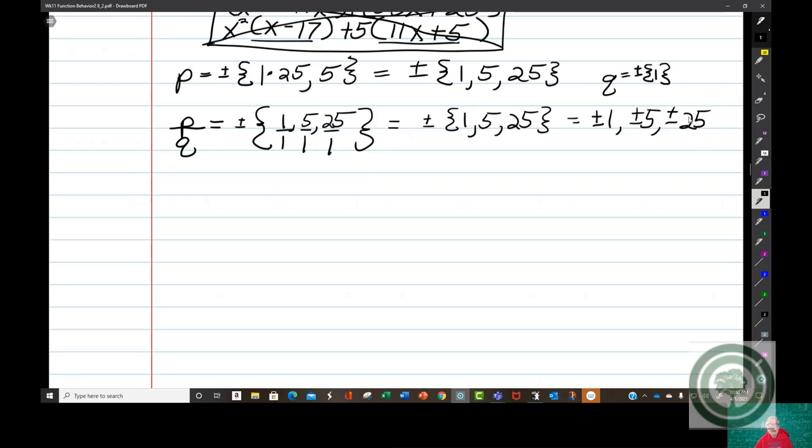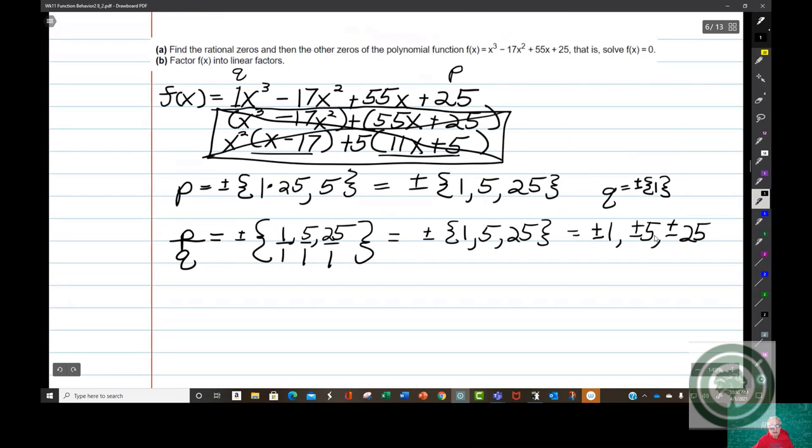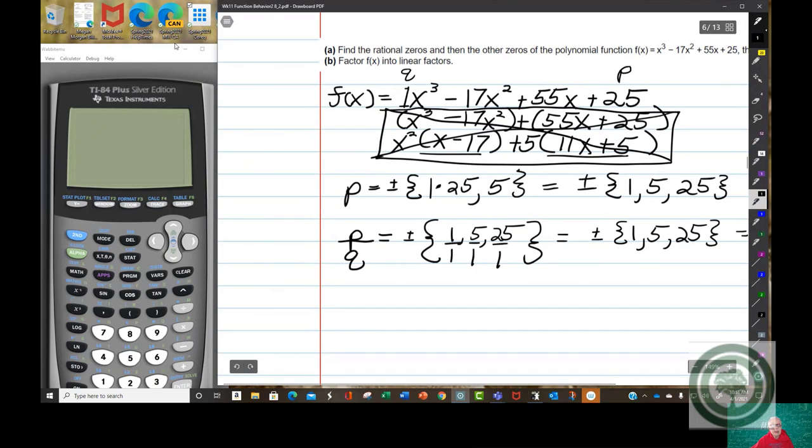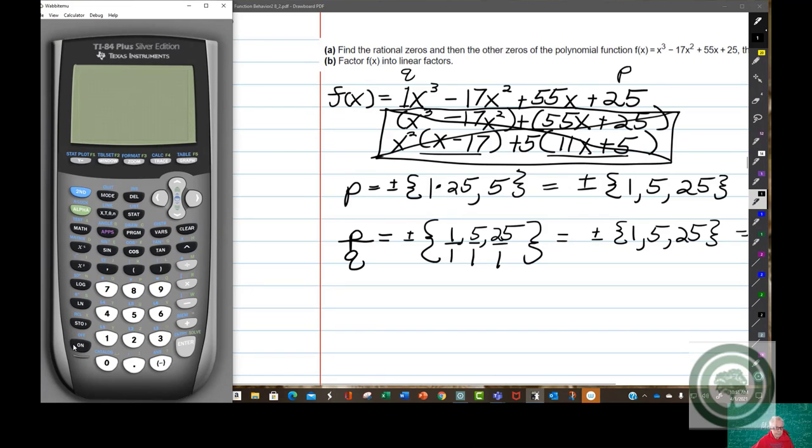Now, I shared yesterday that in the old days, before there were graphing calculators, people had to test every single one of the P over Q group to see if any of them were really rational zeros. And there were a few other rules you could learn to cut down on the number that we don't deal with now, because it's just so easy to take x to the third minus 17x squared plus 55x plus 25 and throw this lovely thing into the calculator and take a look. And estimate like we did yesterday.